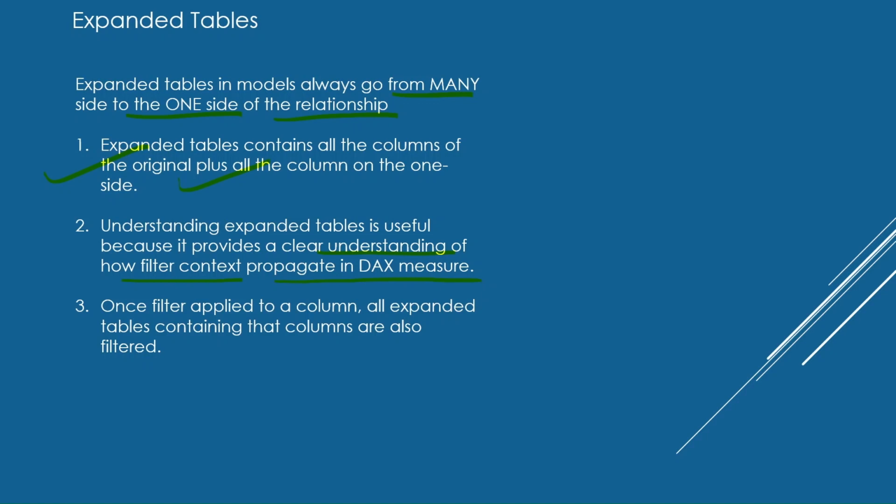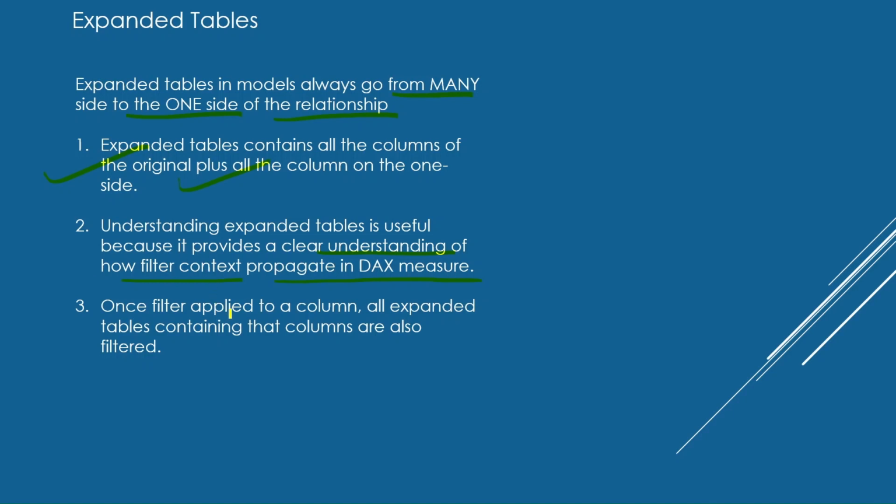This is very important because if we are not able to understand how the expanded table gets created, then it would be very difficult to understand how the filter context propagates in the DAX measure. Filter context always propagates in the DAX measure within the expanded table. So it is very important to understand how the expanded table is created behind the scenes.